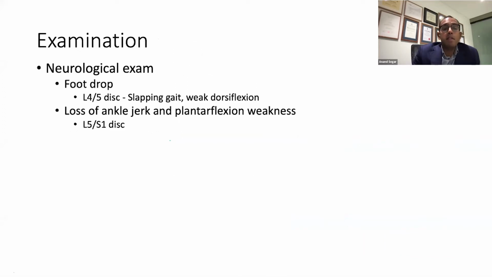So the examination consists of a neurological exam. If they have a foot drop, you're thinking of an L4-5 disc. If they have loss of an ankle jerk or plantar flexion weakness, you're thinking of an L5-S1 disc.